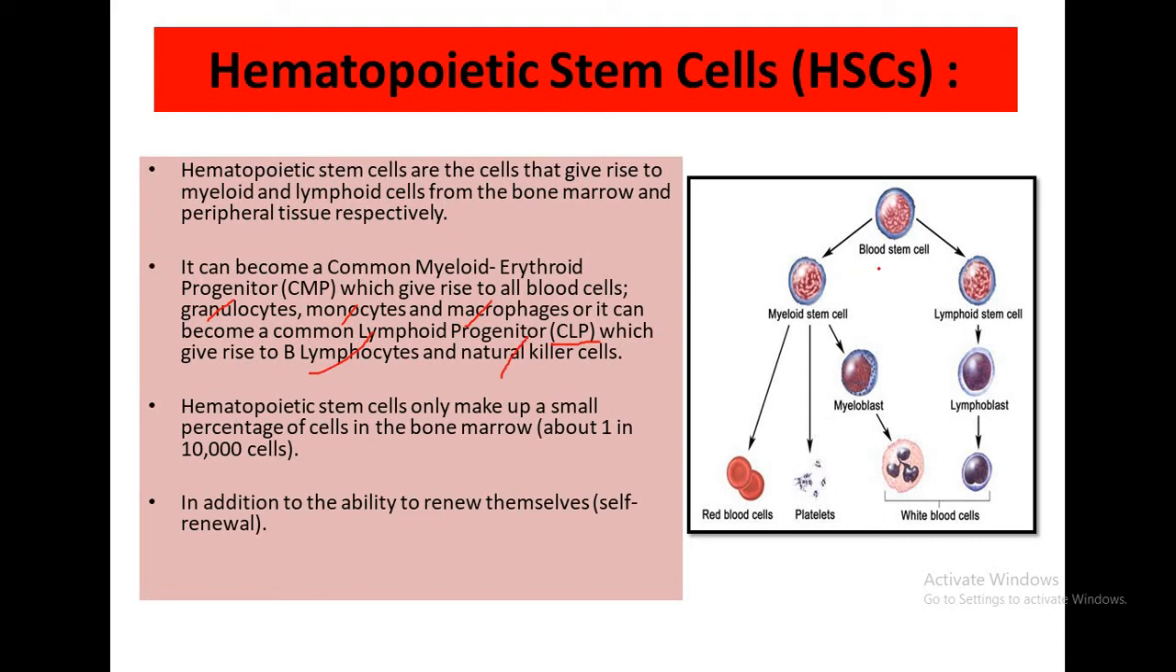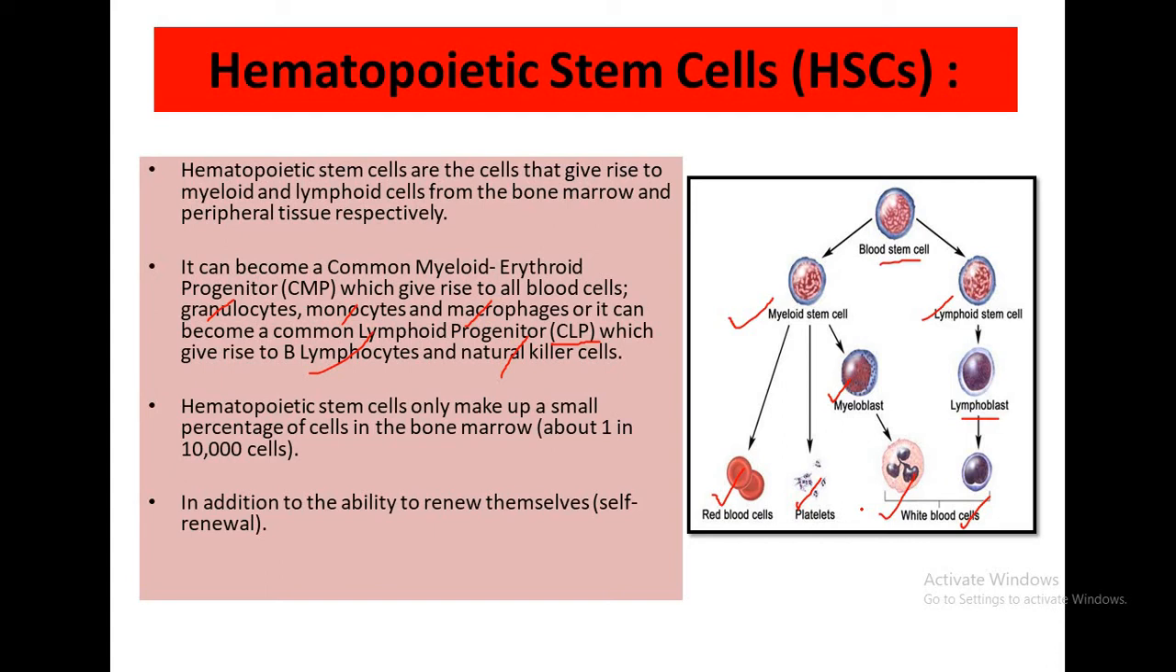You can see in this picture, blood stem cells is here, divided into the myeloid stem cells and the lymphoid stem cells. Myeloid stem cells again divide into the red blood cells, platelets, and it converts again into the myeloblast. Myeloblast forms the white blood cells, and here the lymphoid stem cells give the formation of the lymphoblast, and this lymphoblast again converts into the white blood cells.